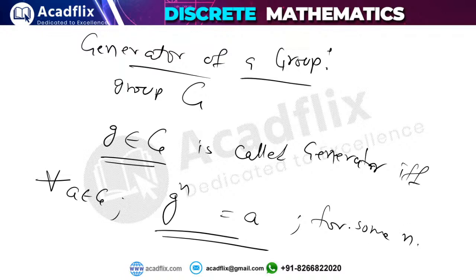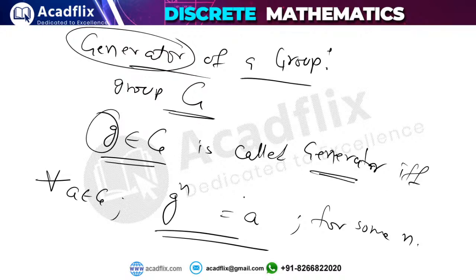Don't worry, I am going to take an example and show you what this looks like. Generator means something that generates. So if you have a group, then an element g of this group will be called a generator if and only if every element can be generated from g. This means small g power n is equal to a for every element a.